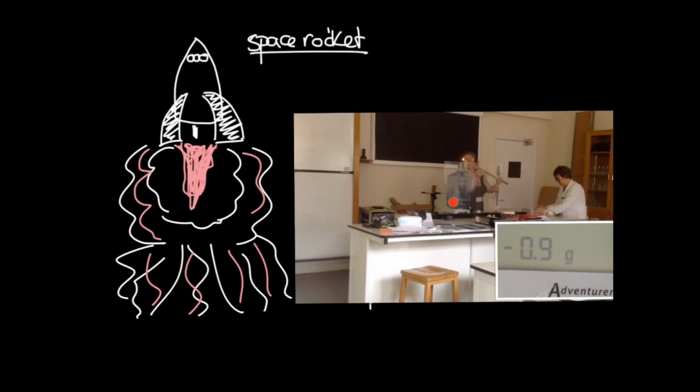So we've coated the inside of the whoosh bottle with a flammable liquid, and then we're going to set fire to it, and you can see we've taken lots of safety precautions here. And as the exhaust gases come up out of the top, you'll see the force exerted on the electronic scales changes.